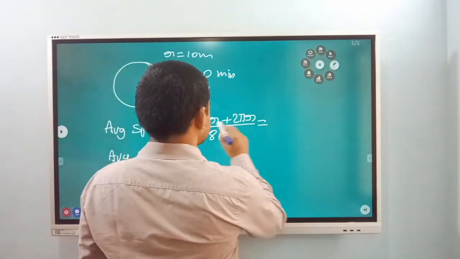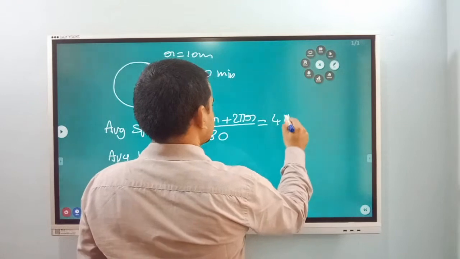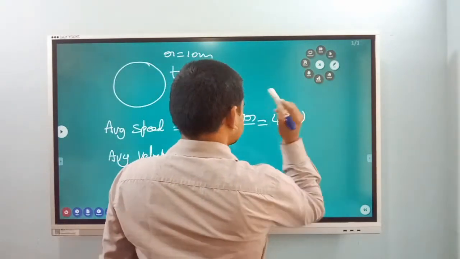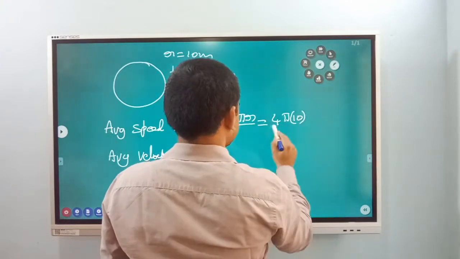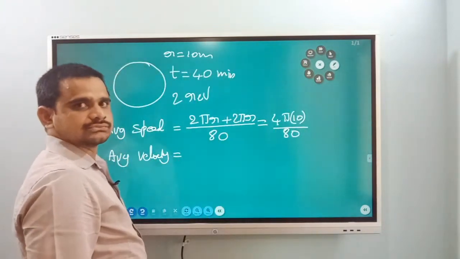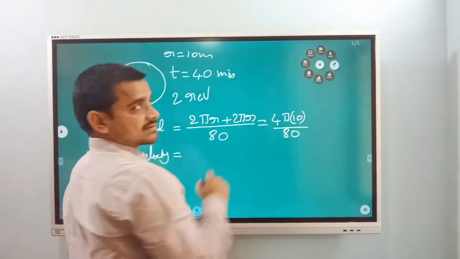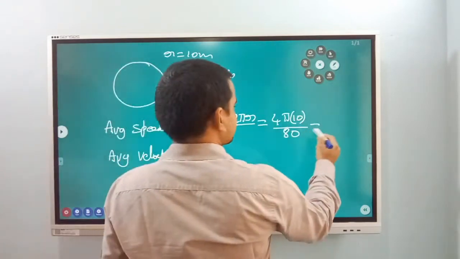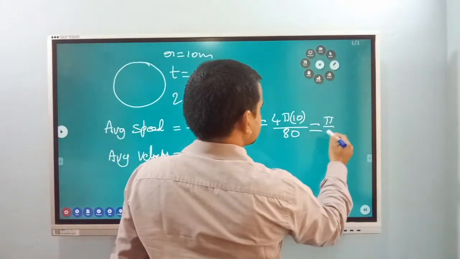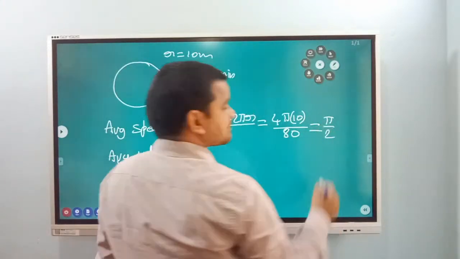Average speed is equal to 4 pi r divided by 80. What is r? It is 10. Correct? This is in minutes here. Be careful, just simplify this. The 0 and 0 cancel, and this goes 2 times. You get pi by 2. What is the pi value? 22 by 7.